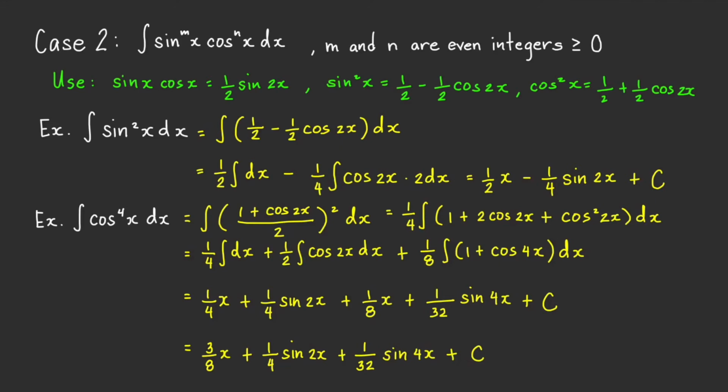So we just combine these two like terms here and we'll get 3 over 8x plus 1/4 sine 2x plus 1 over 32 sine of 4x, and then plus c.